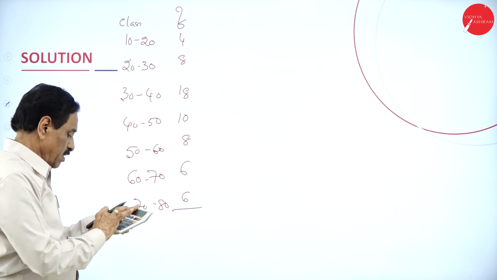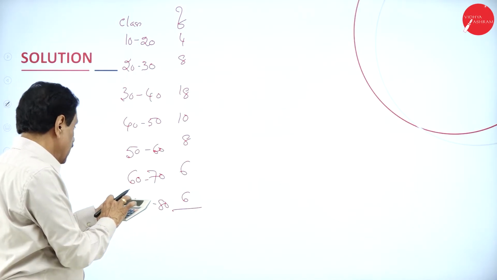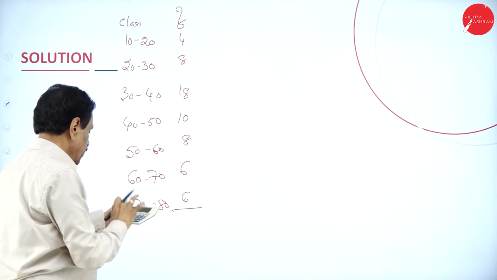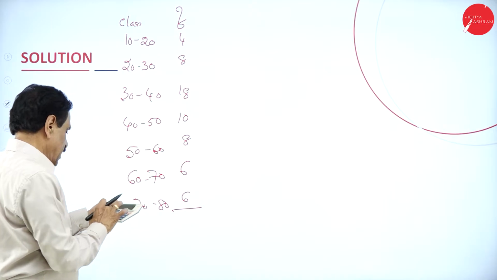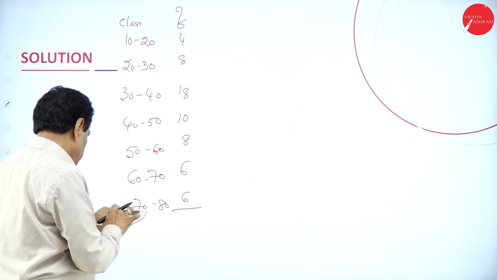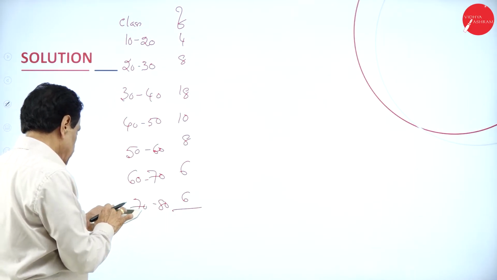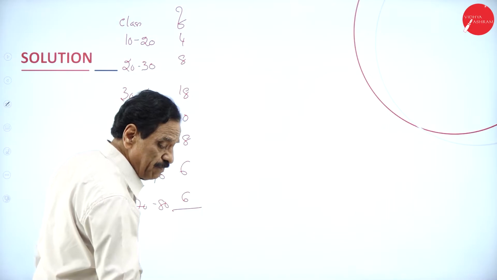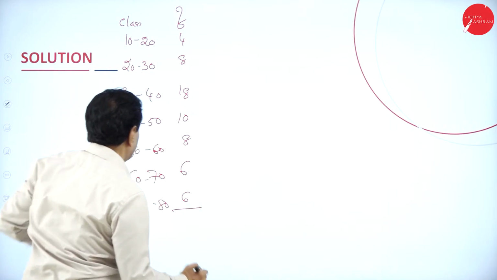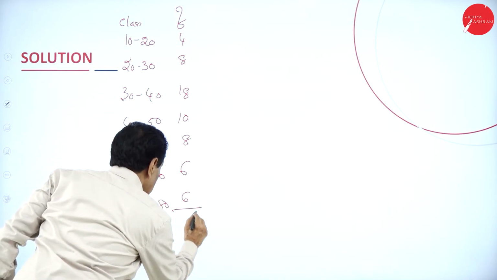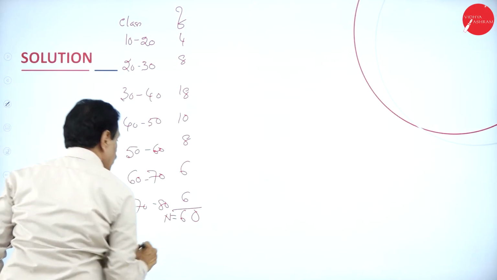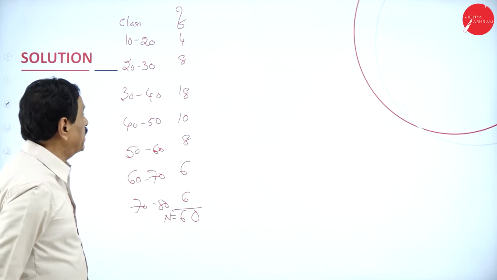4 plus 8 plus 18 plus 10 plus 8 plus 6 plus 6. It will come 60. Manually, 4 plus 8, 12, 20, 28, 34, 40, 54, 60. So, n is equal to 60. What is n? Total number of frequency is 60.